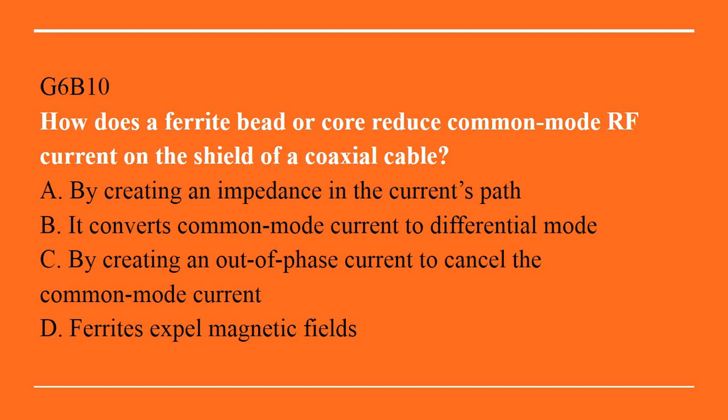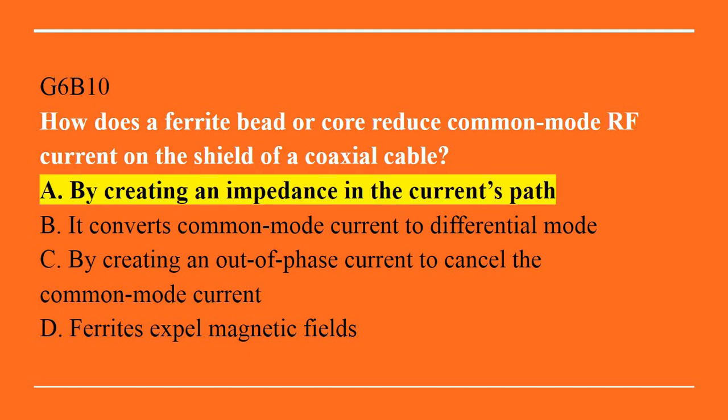G6B10. How does a ferrite bead or core reduce common mode RF current on the shield of a coaxial cable? A. By creating an impedance in the current's path. B. It converts common mode current to differential mode. C. By creating an out-of-phase current to cancel the common mode current. Or D. Ferrites expel magnetic fields. Answer is A, by creating an impedance in the current's path.